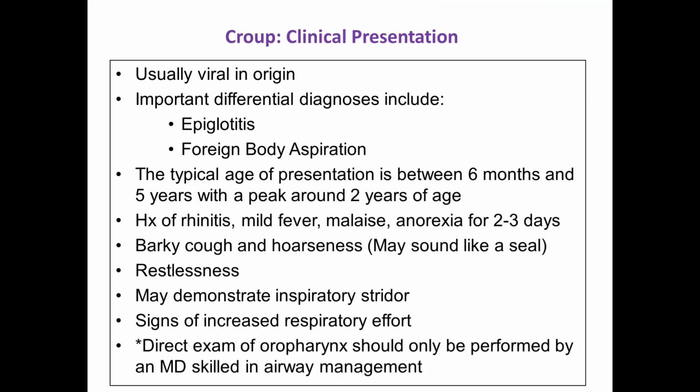So clinically, it is usually viral in origin. Important differential diagnoses include epiglottitis and foreign body aspiration. In terms of the presentation, it happens normally in kids between 6 months and 5 years of age, with a peak around 2 years of age. And the history is really not very specific. A couple of days history of runny nose, mild fever, malaise, anorexia.